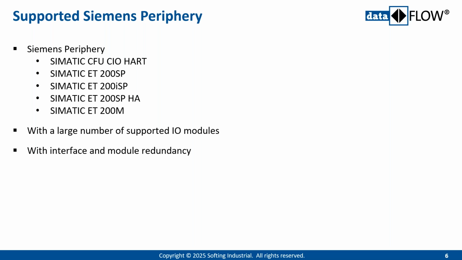Also, since we have several options of redundancy in the Siemens peripheral devices, we are supporting both interface and module redundancy. These both redundancy types you have on the ET200 SPHA, but we also, for example, support the interface redundancy on the ET200 ISP.